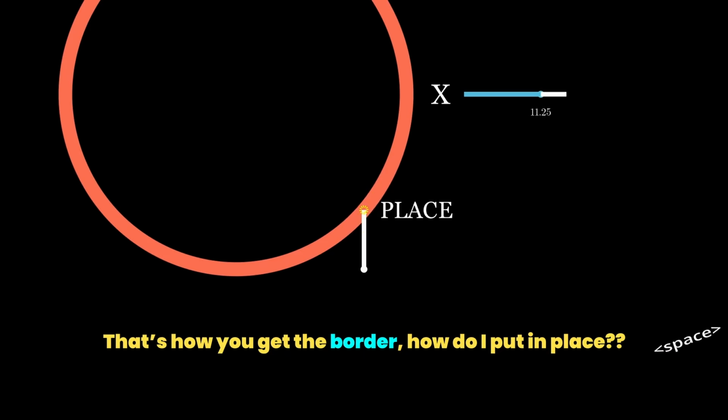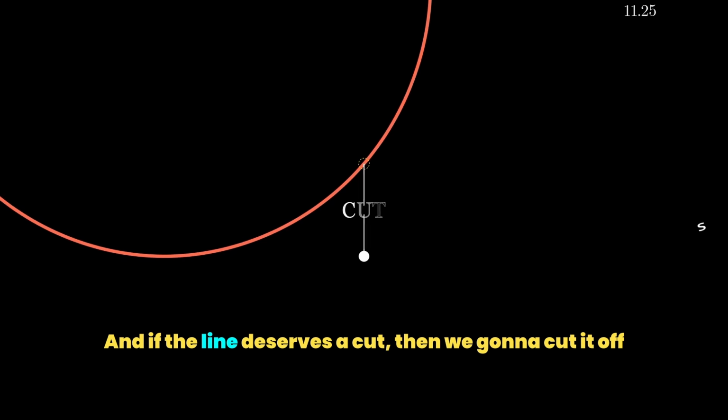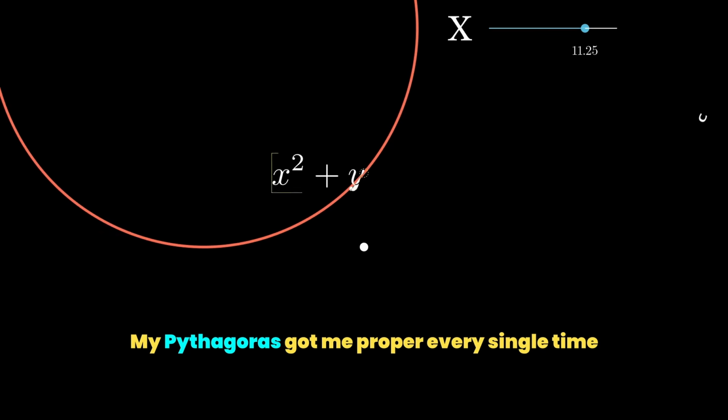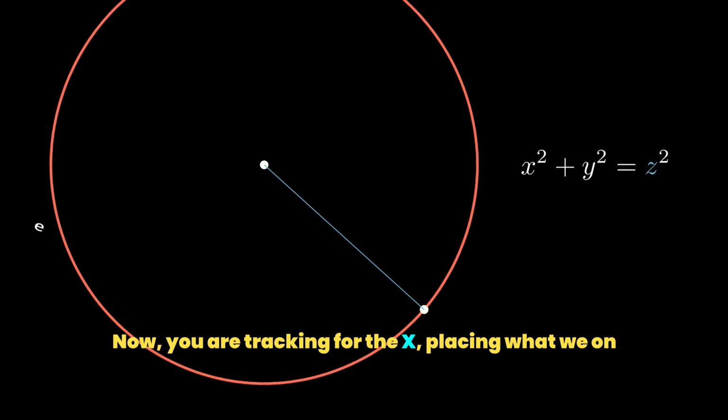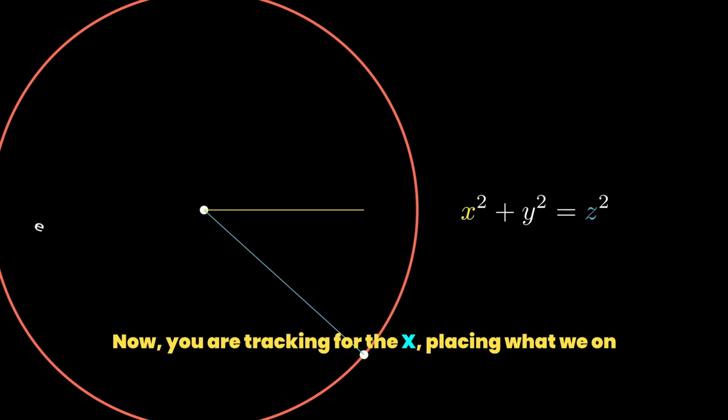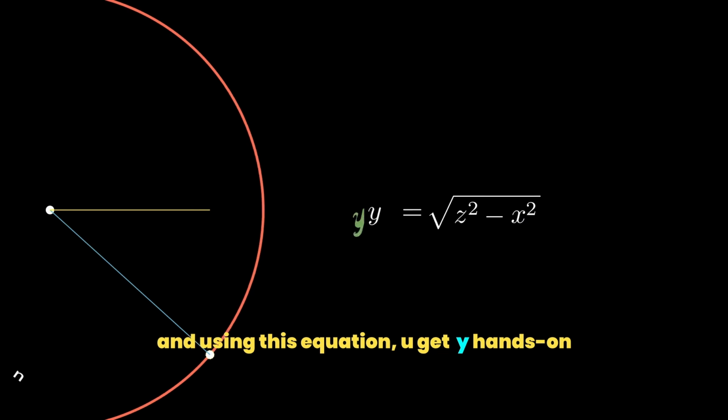How do I put it in place? And if the light is ever cut, I'm gonna cut it off. My Pythagoras got me proper every single time. Take the radius of the circle, as say. Now you are tracking the next placing. And use this equation you get by hand.